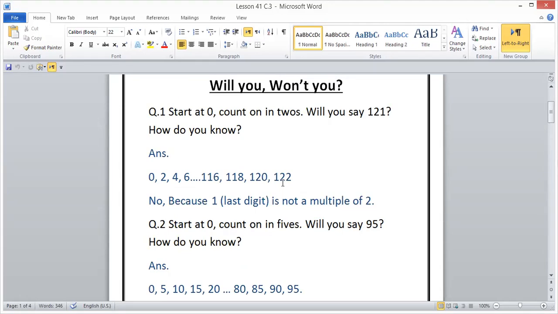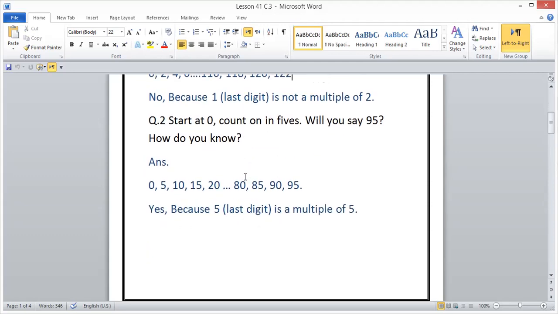And you see, when you start at 0 and you count on in twos, all the numbers you write will be the multiples of 2. So with the help of this, you will say, sir, it will be no, because the last digit is 1, which is not a multiple of 2. And you can even write the pattern, which is start from 0, 2, 4, 6, and after 3 dots, you can write from 116. Okay.